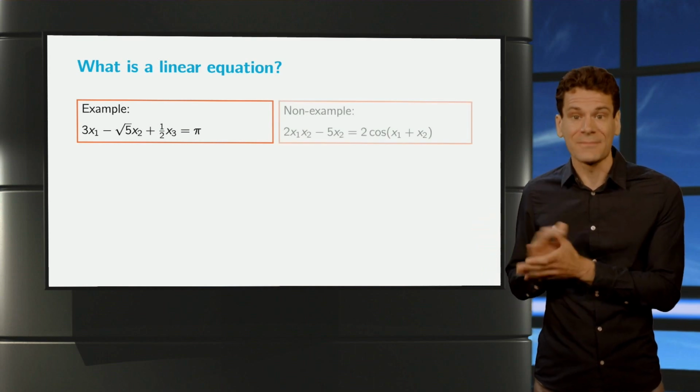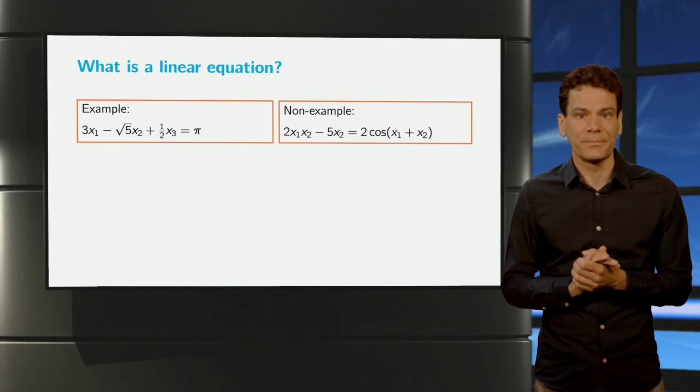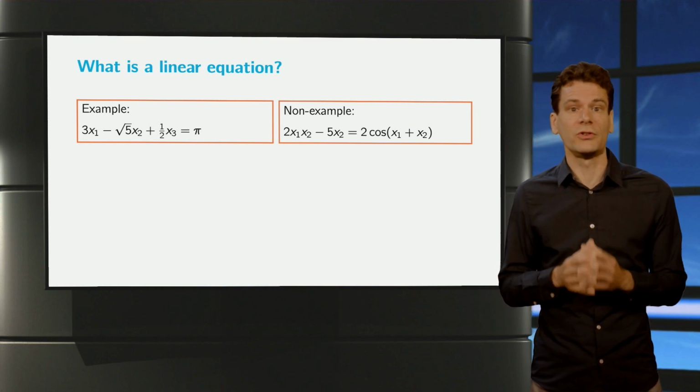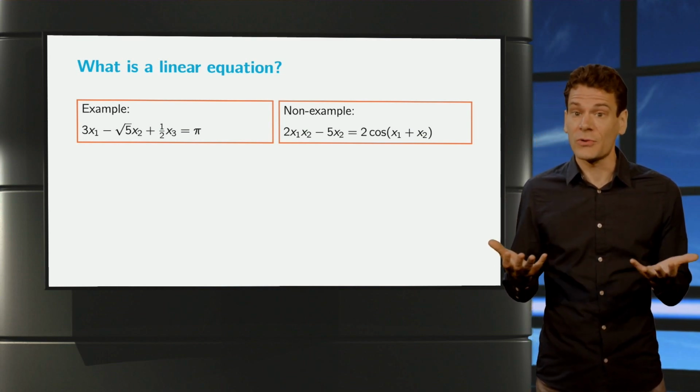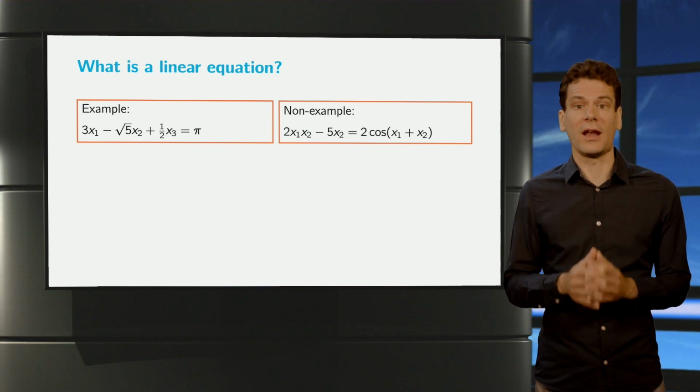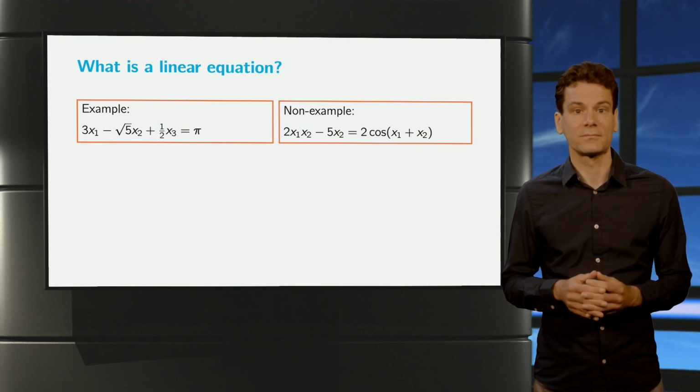However, this is not a linear equation. It involves a product of two variables and the function cosine. Both are not allowed in linear equations.